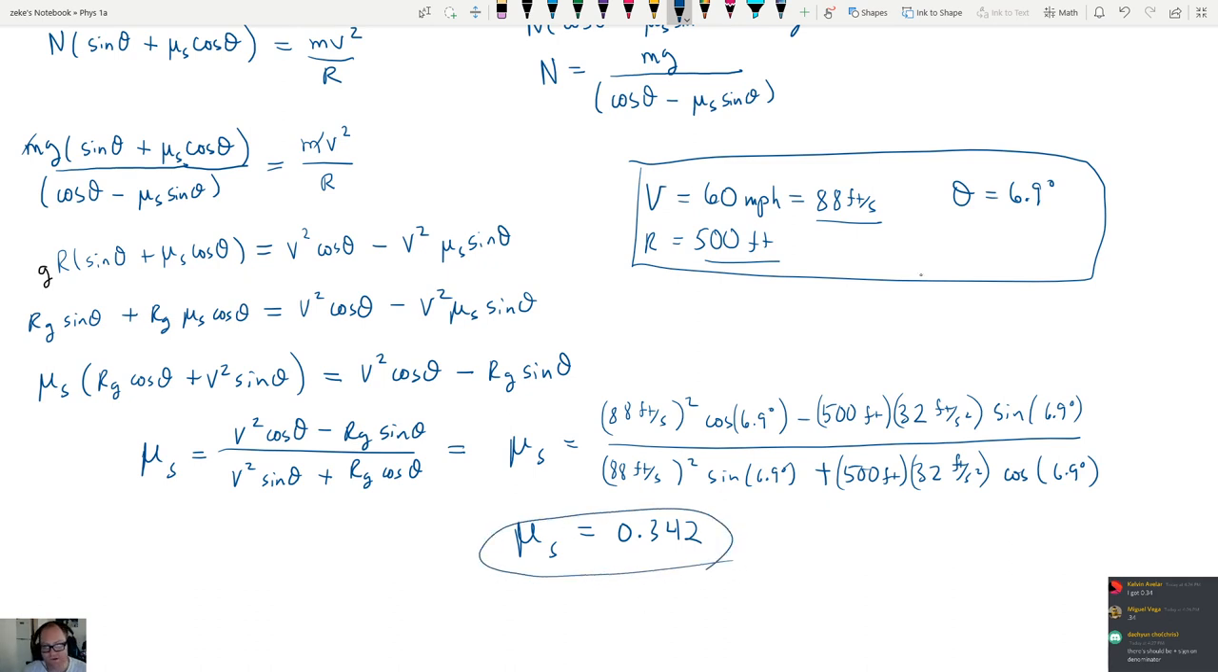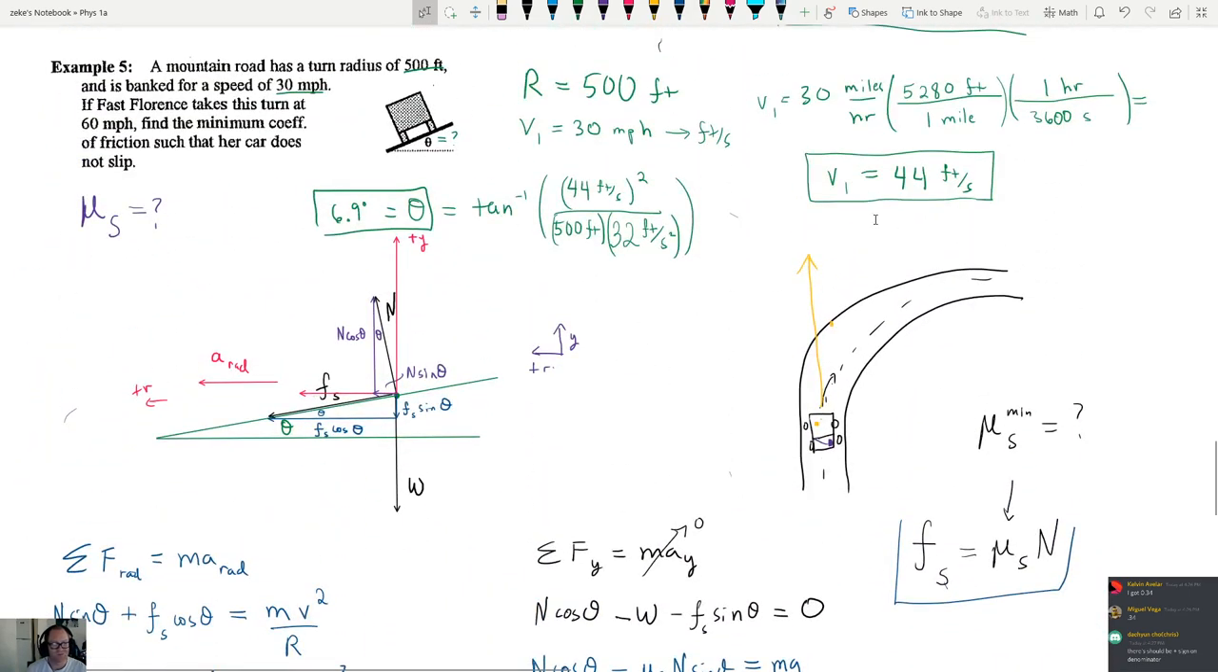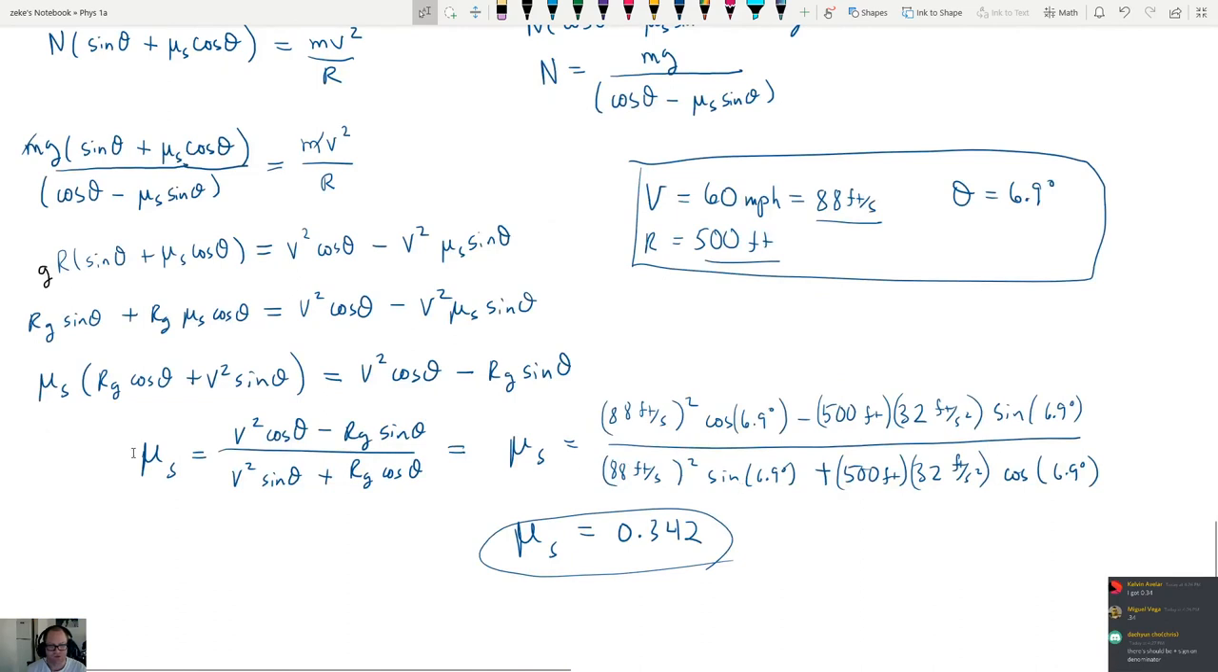And of course, the final answer is less important than just understanding the method that we went through here. But this is a pretty long problem, honestly. The setup's pretty straightforward, just a standard circular motion kind of problem. But the math is pretty hard. I'm pretty sure you have a homework problem that's like this.